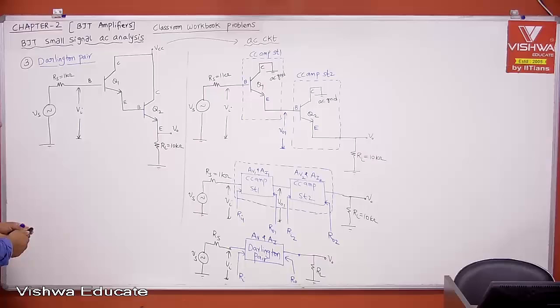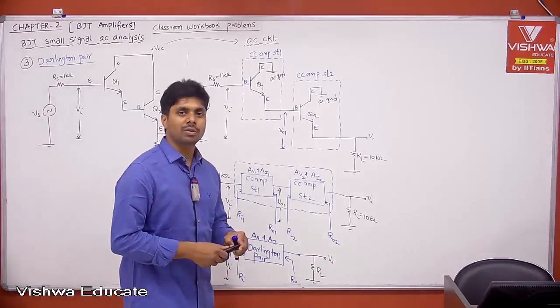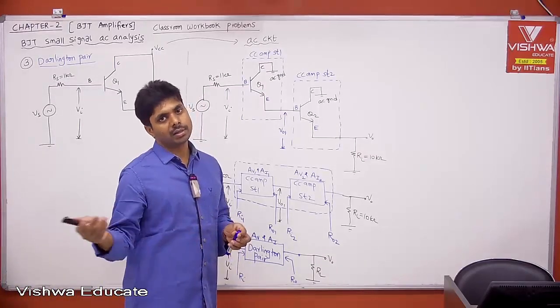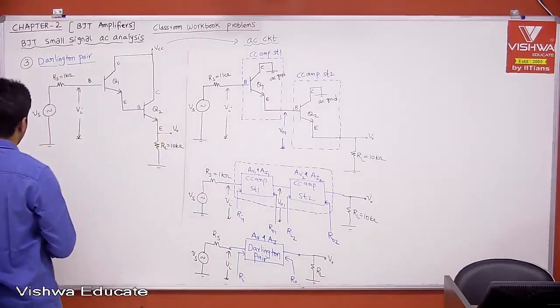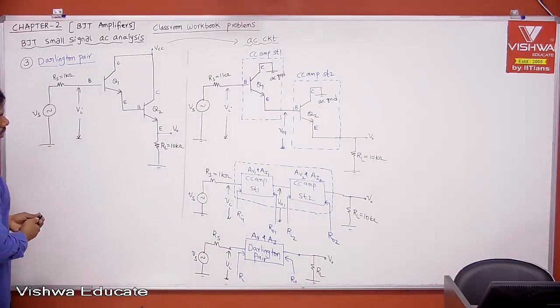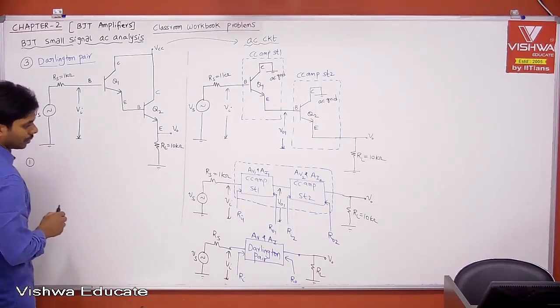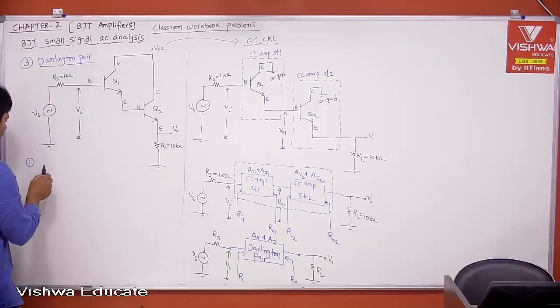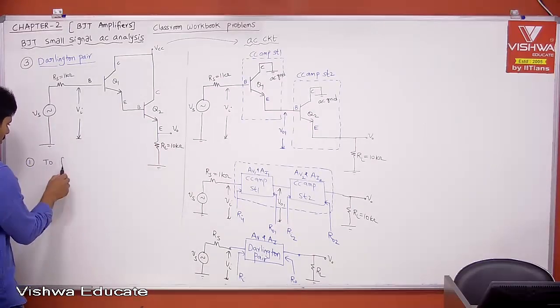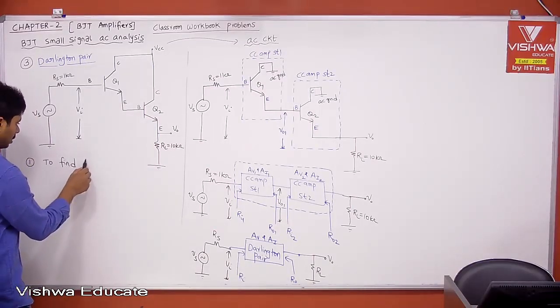Okay? The first one, current gain. Let's follow the sequence that you know: current gain, input impedance, voltage gain, and then output impedance. Something like that. Or you can follow anything. Number one, to find AI.